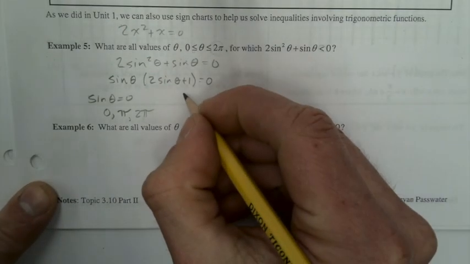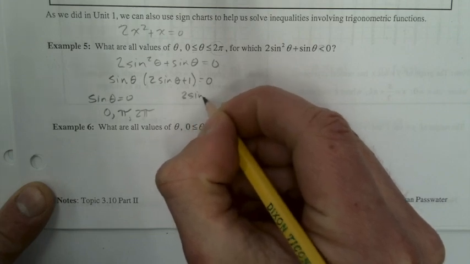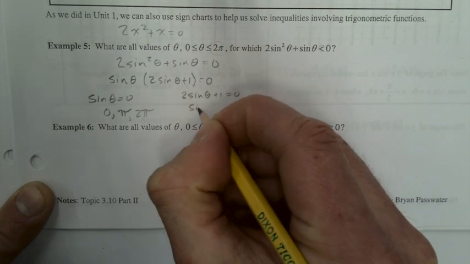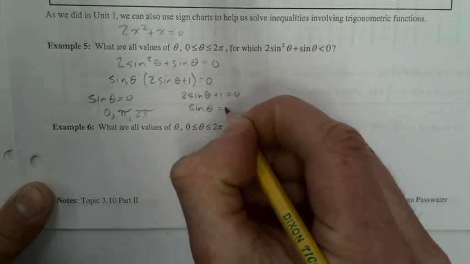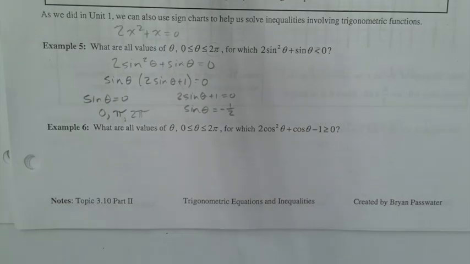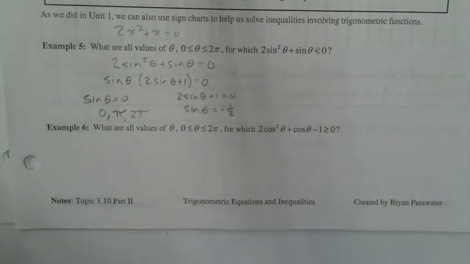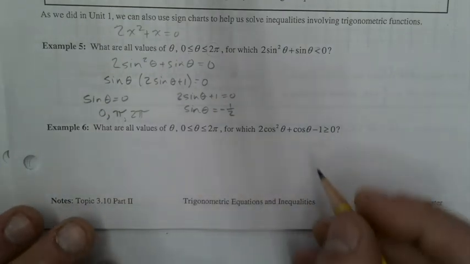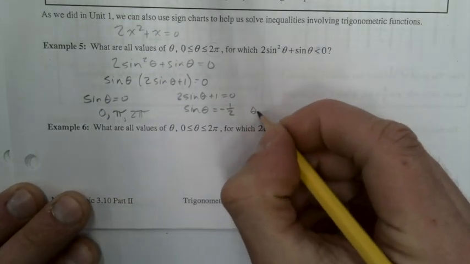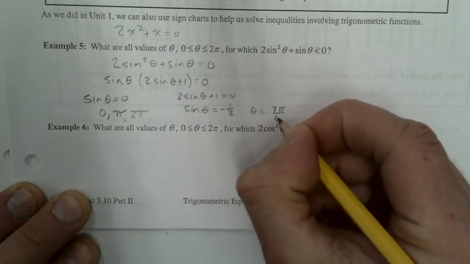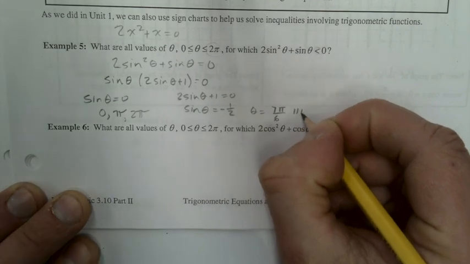Now, the second factor was 2 sine theta plus 1 equals 0. I solve this and find that sine of theta is equal to negative 1/2. When is sine of theta equal to a negative 1/2? You can get out your unit circle that we've been using. You can memorize it, hopefully, but those answers are theta is equal to 7 pi over 6 and 11 pi over 6.